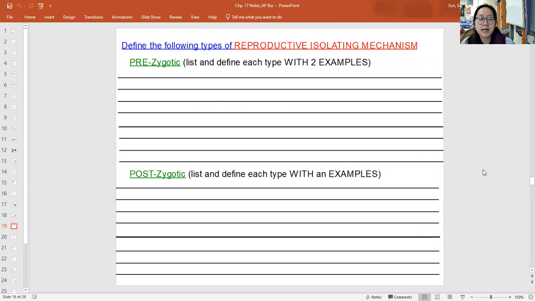So define the following and give two examples. If you need to look up the two examples, you can go ahead and look them up. Two examples for pre-zygotic and two examples for post-zygotic isolation. Pause and go ahead.